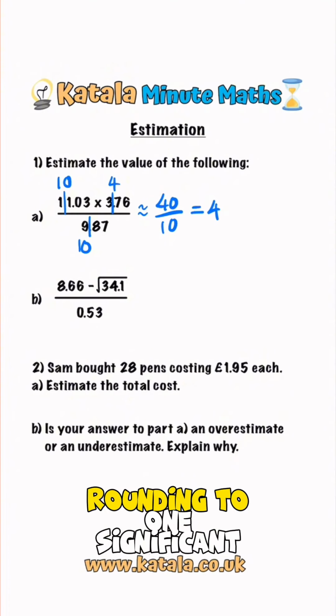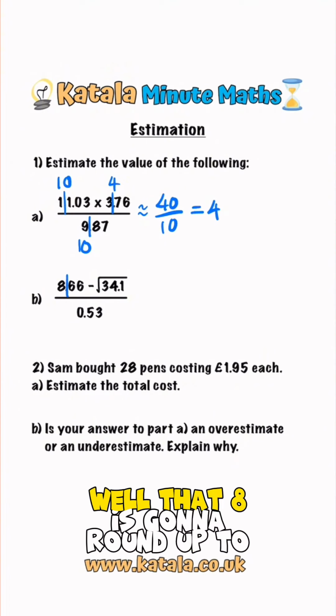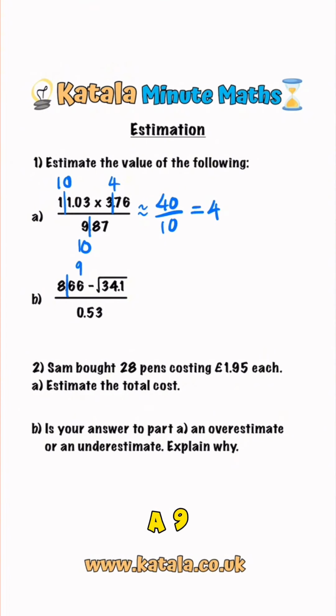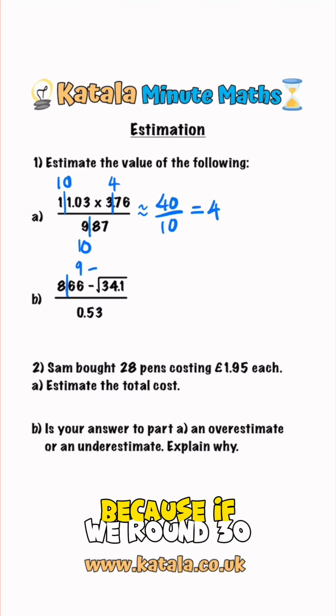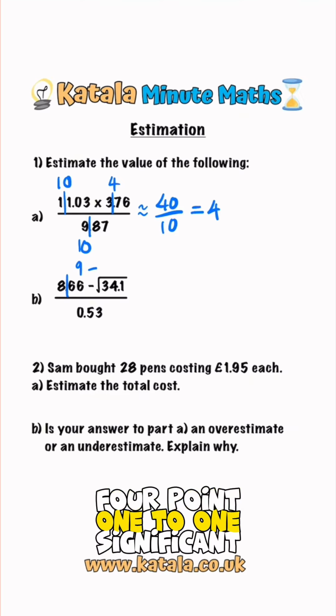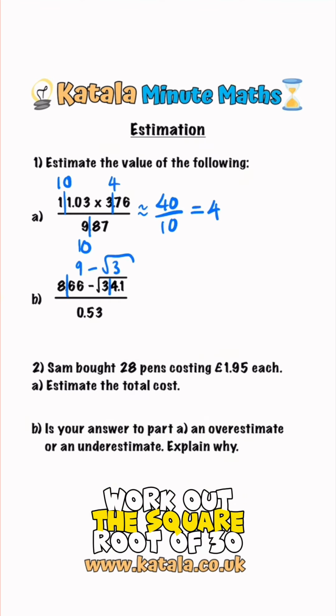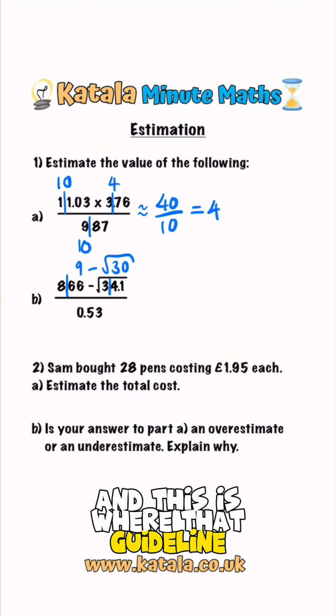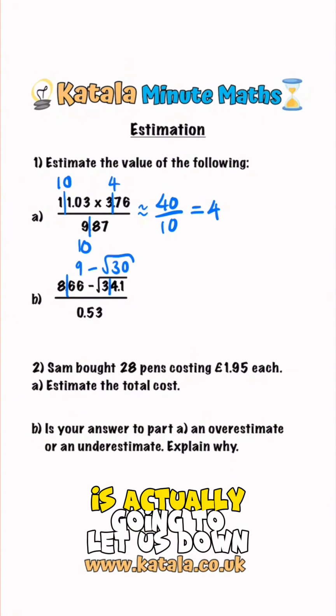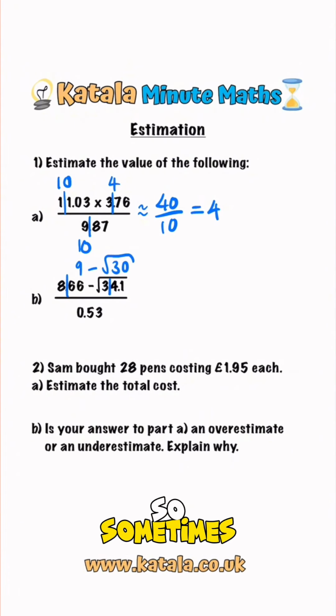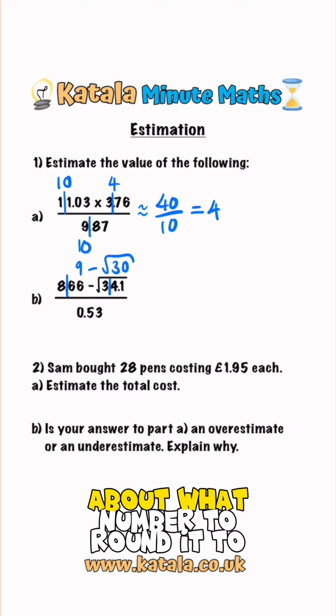Now same for the next one, rounding to one significant figure. Well, that 8 is going to round up to a 9. And this is our first problem here, because if we round 34.1 to one significant figure, that's going to become 30. But we can't actually work out the square root of 30. And this is where that guideline of rounding to one significant figure is actually going to let us down here. So sometimes you have to just think a bit more carefully about what number to round it to.